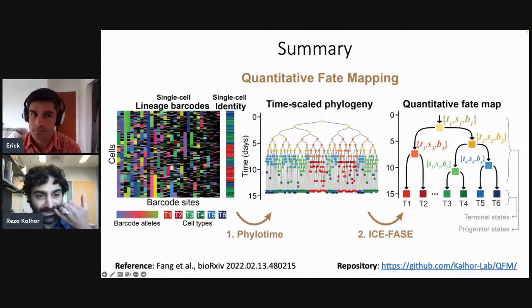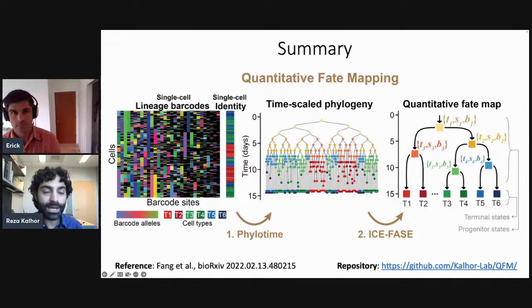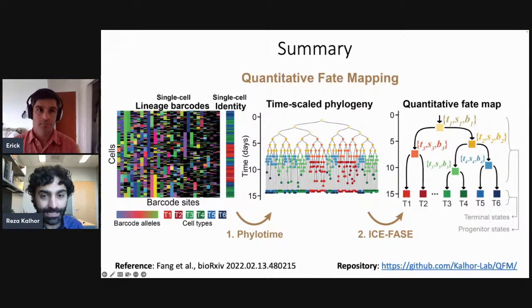And a natural follow-up to that question would be, what happens if you have missing data in barcodes? By and large, we see, obviously, if you have missing data, the more missing data, the higher the error of any estimate that you obtain. But the ICE-FASE and Phylotime algorithms, both of them behave stably in that the error increases gradually and not drastically.